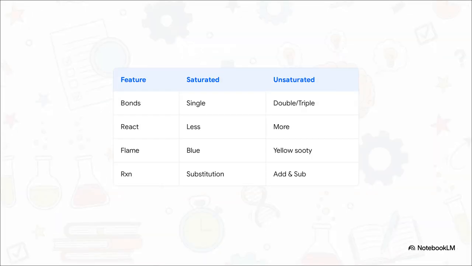And hey, when a question asks for differences, always use a table. Comparing saturated versus unsaturated carbon compounds in a neat little grid like this makes it effortlessly easy for the examiner to give you all 4 marks. You just hit the bonds, the reactivity, the flame color, and the reaction types. Done. Full credit, moving on.